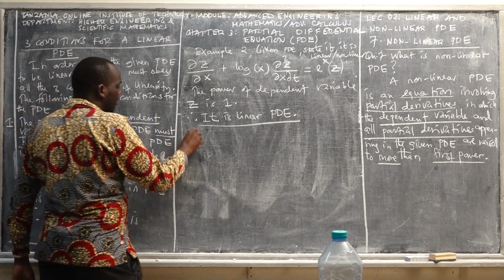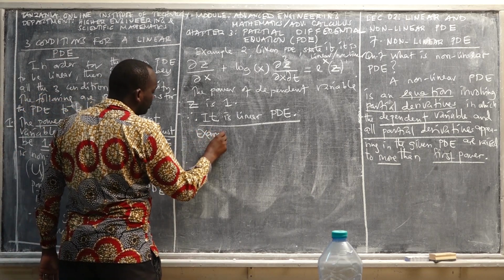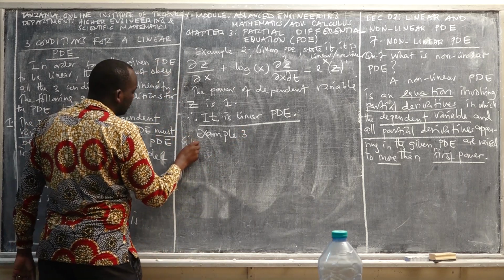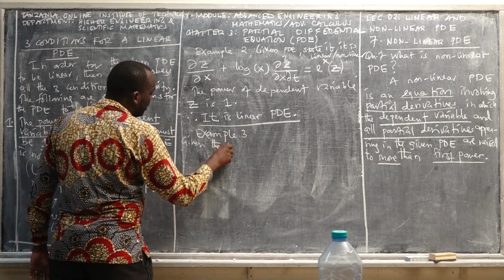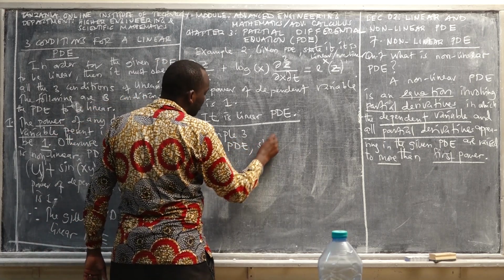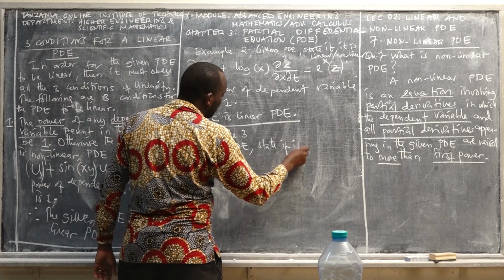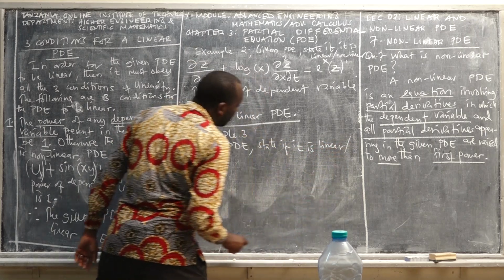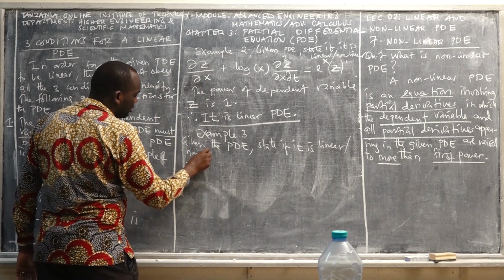Example 3 and last one for this condition. Given the partial differential equation, state if it is linear or non-linear.